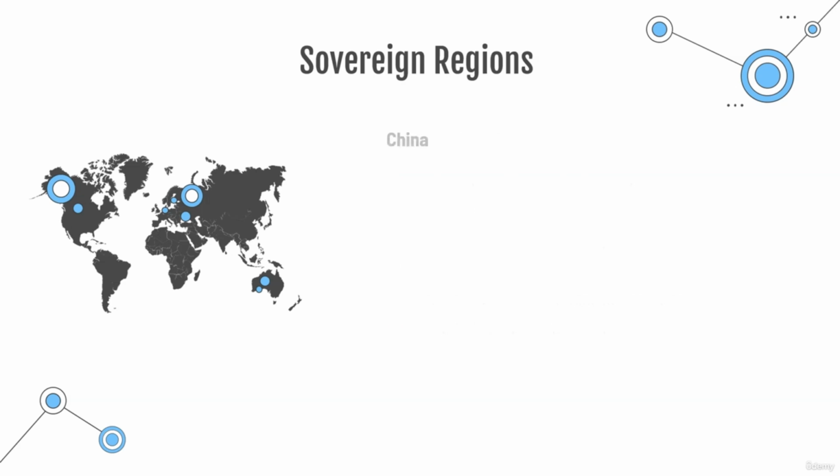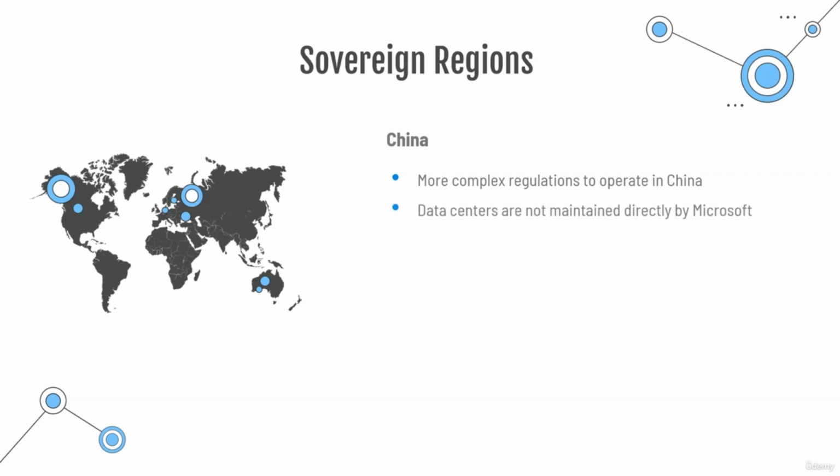Then we also have Azure China. It is more complex in general to do business and operate data centers in China, and this can only be met by using partners. So they need to have a partner in China that is a local company.